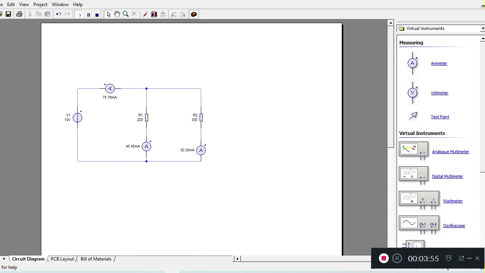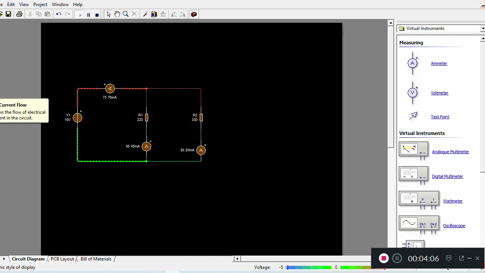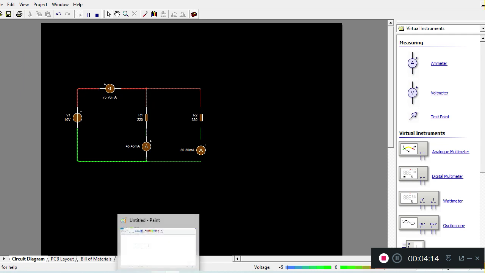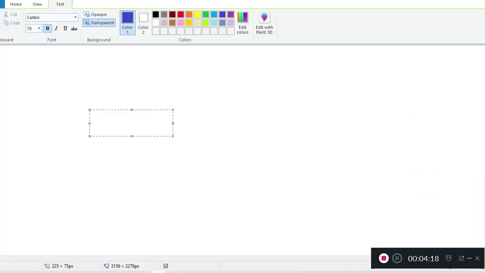Okay, so my currents are well given to me, and I can see the flow of the current also by clicking this button. Okay, so now this is the flow of the current. Now let's verify what we have here by the theoretical calculations, and then let's see.